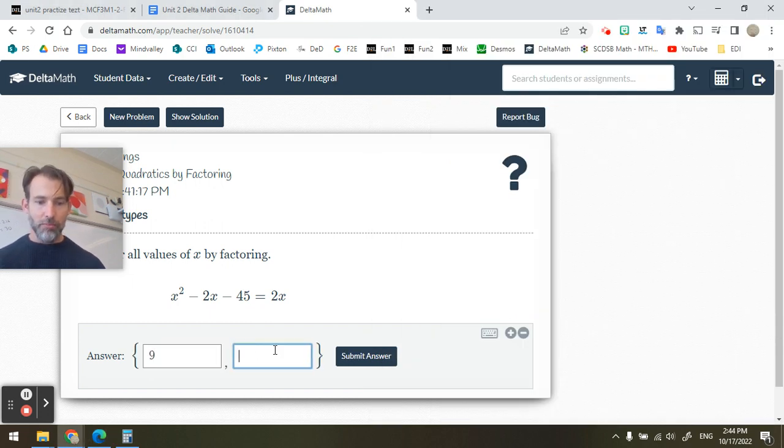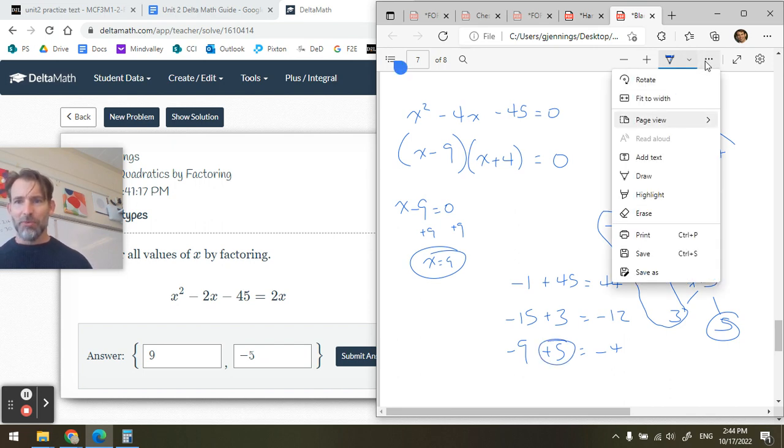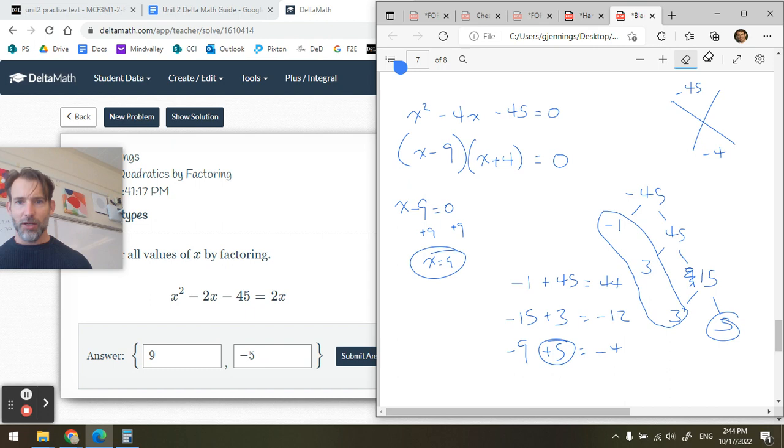And the other one was minus 5. Made a mistake over here. I put the wrong number in. I should have put in plus 5. Some of you are like, wait, I'm confused now. What is this guy talking about? Well, let me show you what I was talking about. I make mistakes too, but I find them. Okay, so there we go.